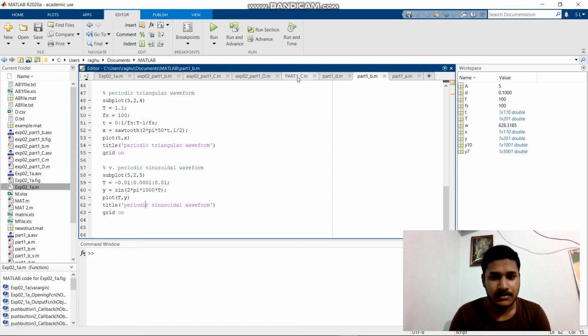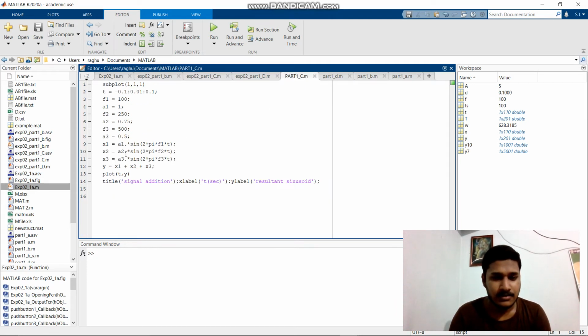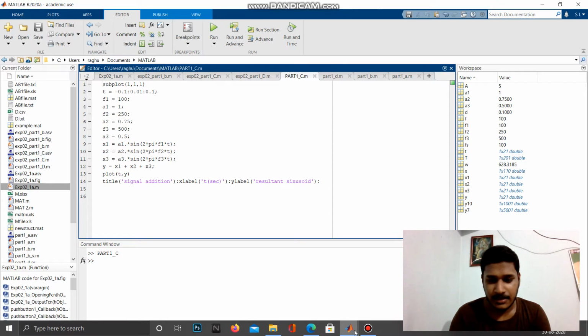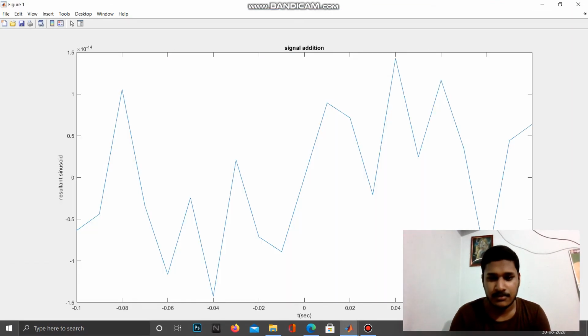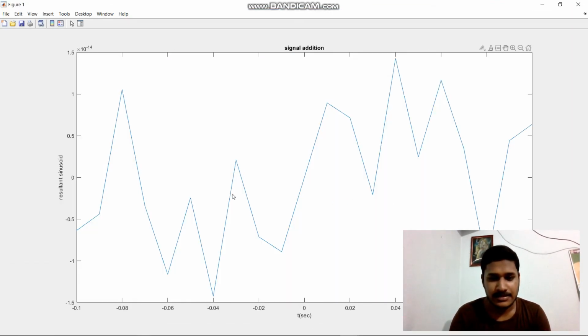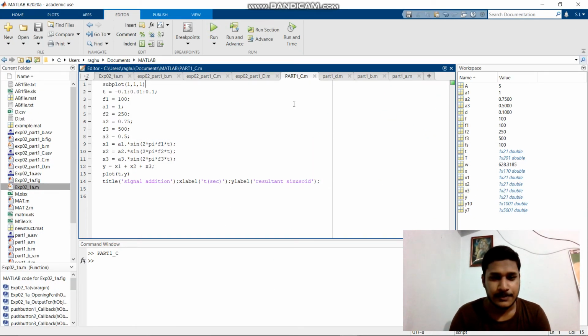Coming to the third part, I generated 3 sinusoidal waves, and the resultant wave is the addition of the 3 waves. I use a simple addition command. If I run this program, I obtain the graph. This is the resultant wave, the addition of 3 sine waves.